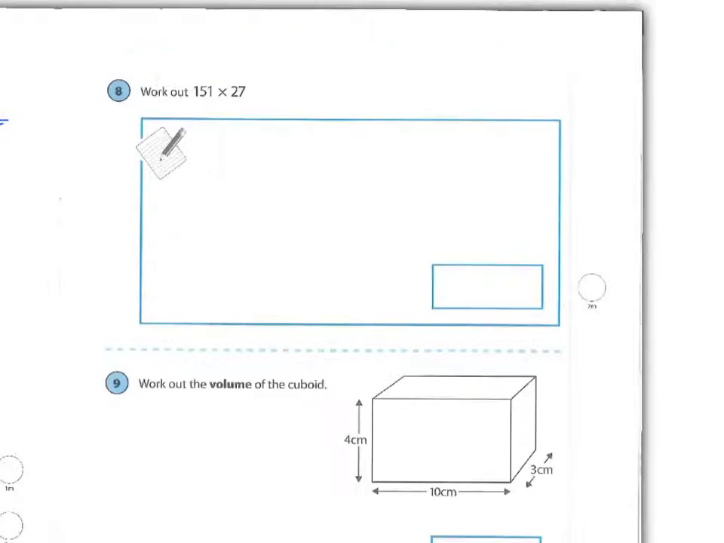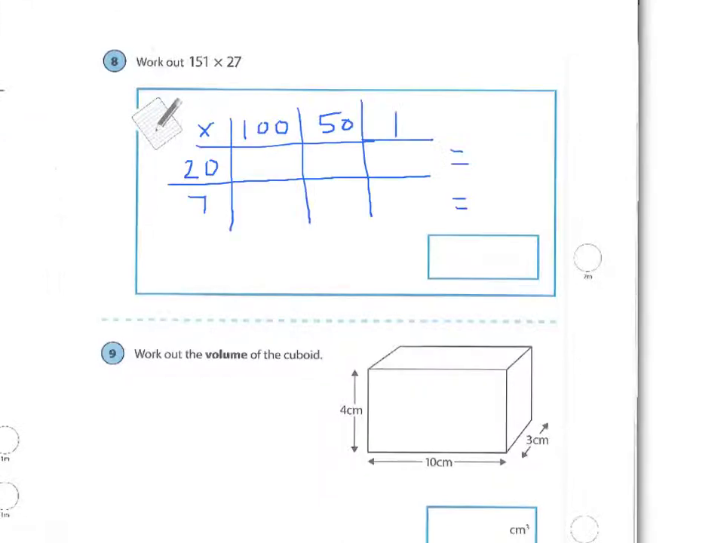Question 8. Work out 151 times 27. Well, there are so many different ways to do long multiplication, I have to pick one. So I'm going to do a two-way table where I partition the numbers into hundreds, tens and units and then multiply it out. So I will demonstrate this by drawing out the grid. The key thing to remember with this grid is that when you are multiplying, there are often lots of zeros, so you must add the correct number of zeros.